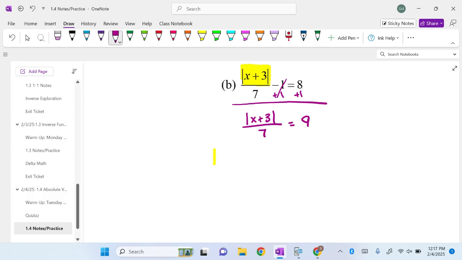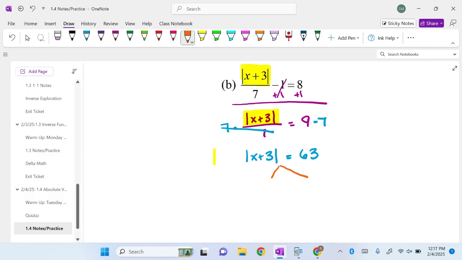Then what do I do? I'm still trying to isolate this absolute value symbol. Multiply both sides by 7. So this 7 goes away. I get the absolute value of x plus 3 is equal to 63. Now, since the absolute value symbol is isolated, so there's nothing else on the outside of it, we can now separate into our two equations.